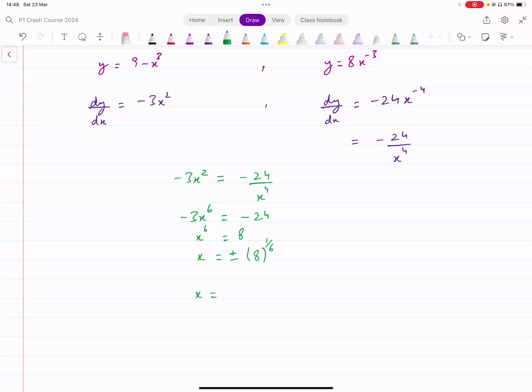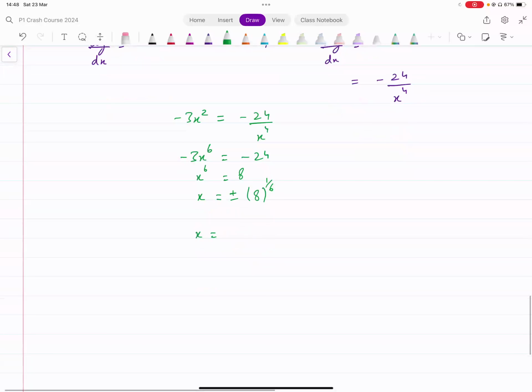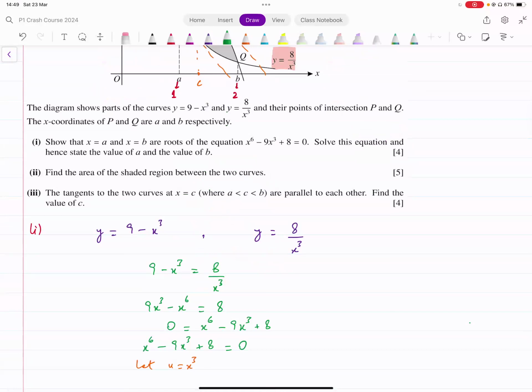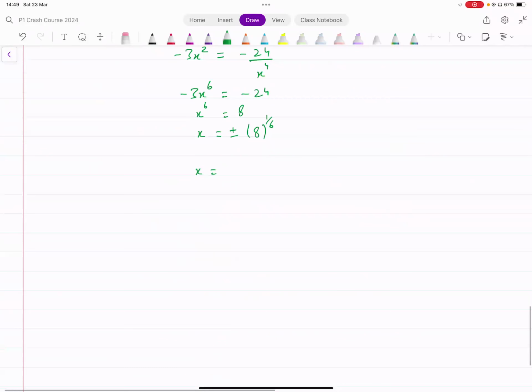8 raised to power 1 divided by 6. That's giving me 1.414. Do we need an exact answer, or no? Okay, so we can write this as 1.414. So we have plus minus 1.414. We're getting two values of x. These are two values of x at which the gradients are equal.